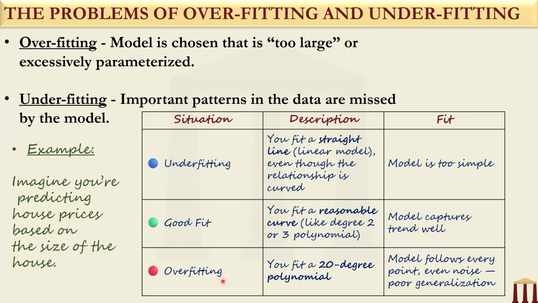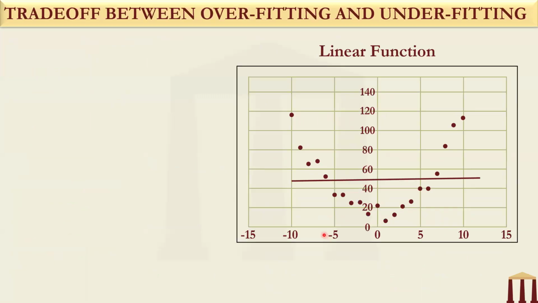In overfitting, the model is too flexible, and sees patterns even in random noise. And good fit is like a good trade-off, just the right complexity, capturing real trends but trying to ignore the noise. So this is a very good example that we can discuss.